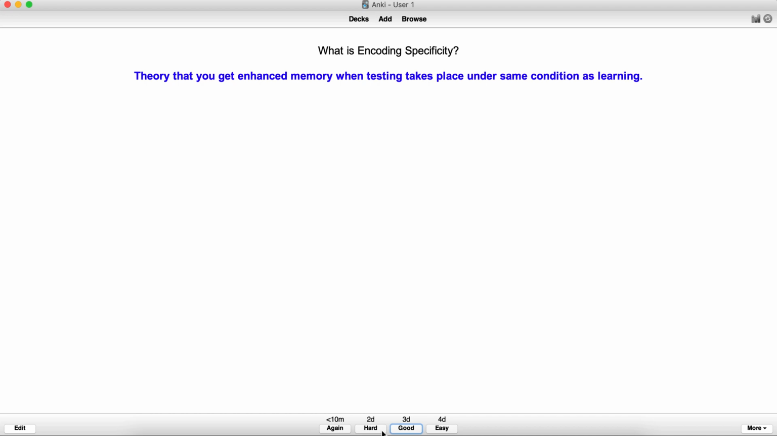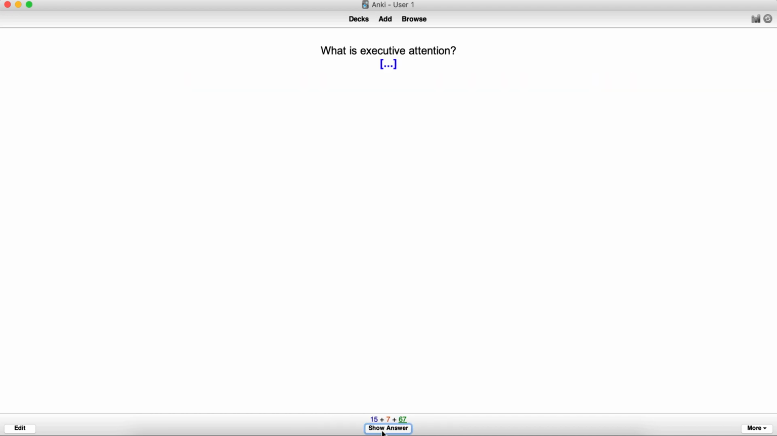Hard. What happens when the retinal changes conformation? If the retinal changes conformation, then rhodopsin will change shape, which will initiate a phototransduction cascade. And encoding specificity states that we tend to have better recalling ability, better memory, when we take tests, for example, in the same condition as learning. Enhanced memory. Executive attention is picking what you want to pay attention to, controlled by dopamine secreted from the VTA.